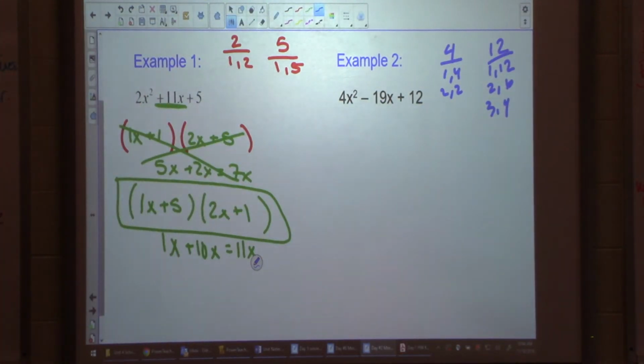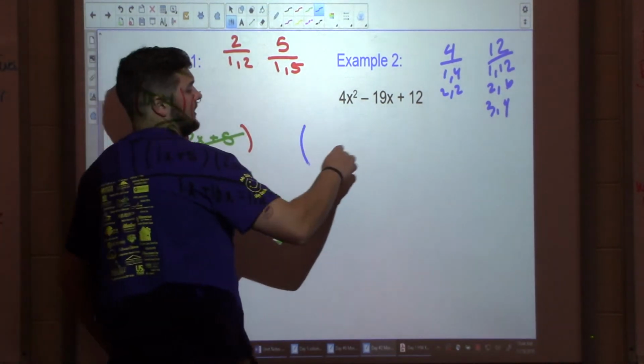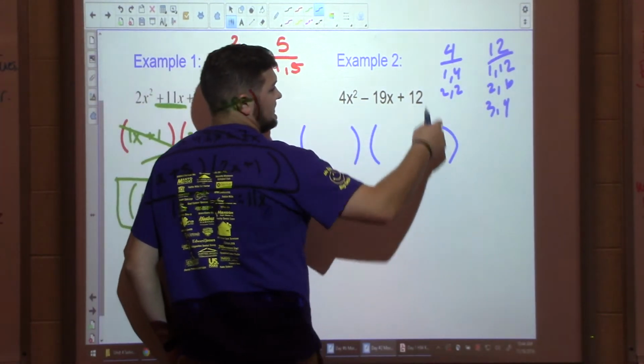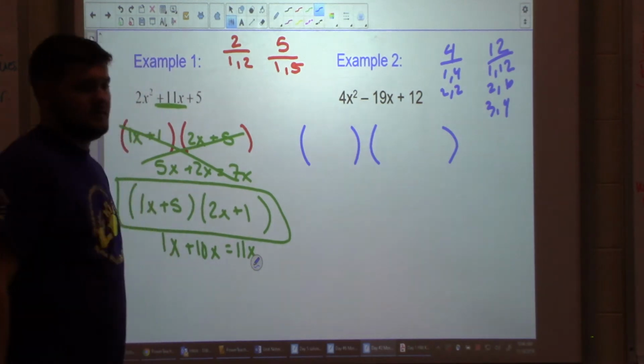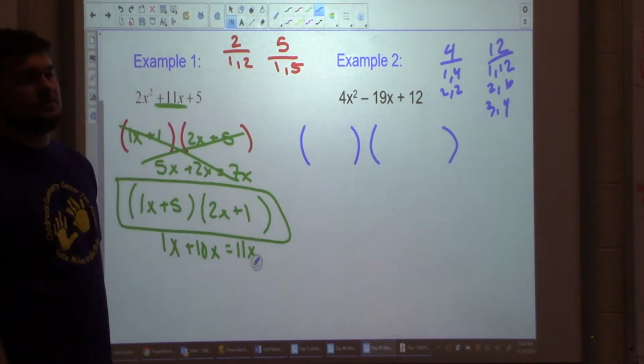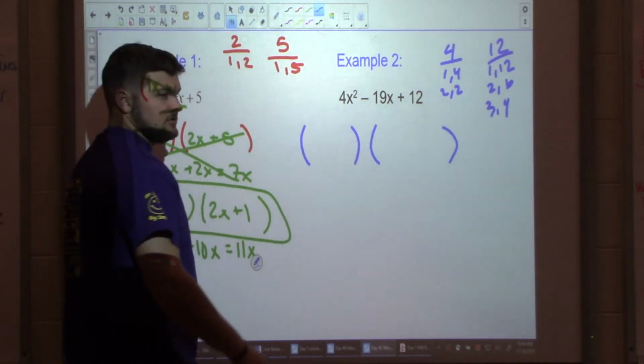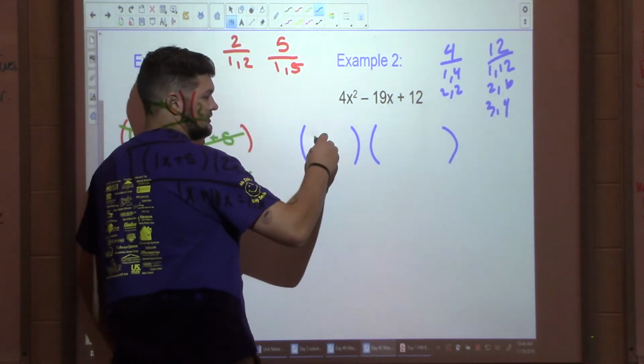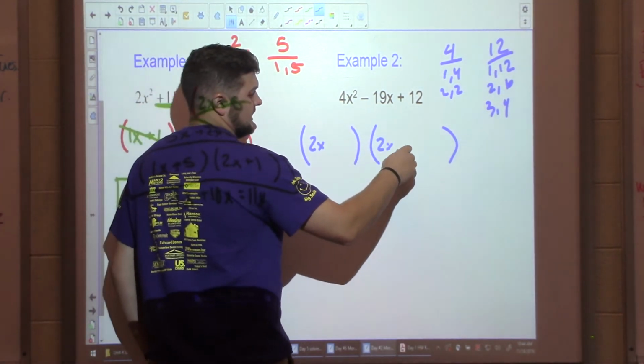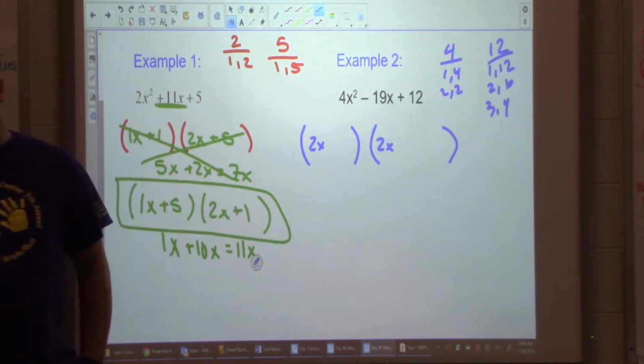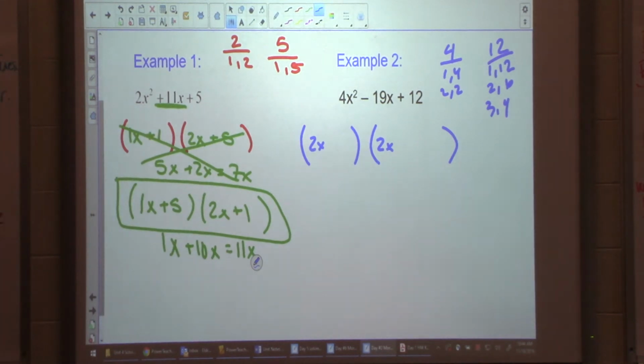So here's what I want. I need you to pick a pair of factors for 4. Either 1 and 4 or 2 and 2. Which ones do you want to use? So I'm going to go 2x and 2x. I'm picking the 2 and 2. Doesn't matter what you pick. We're just guessing, then we got to check it.